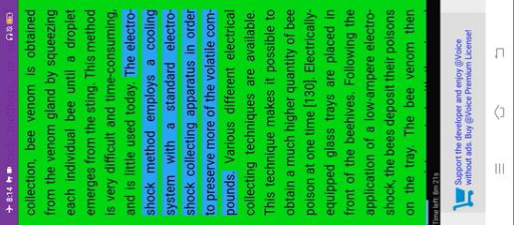The electroshock method employs a cooling system with a standard electroshock collecting apparatus in order to preserve more of the volatile compounds. Various different electrical collecting techniques are available. This technique makes it possible to obtain a much higher quantity of bee poison at one time. 130.